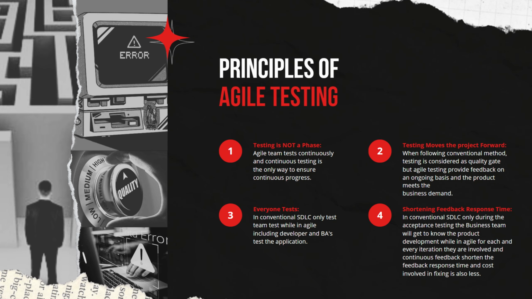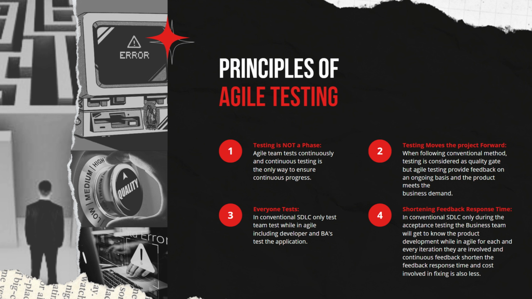Principles of Agile testing. The first, testing is not a phase. An Agile team tests continuously, and continuous testing is the only way to ensure continuous progress. The second, testing moves the project forward. When following the conventional method, testing is considered a quality gate, but Agile testing provides feedback on an ongoing basis, and the product meets the business demand.